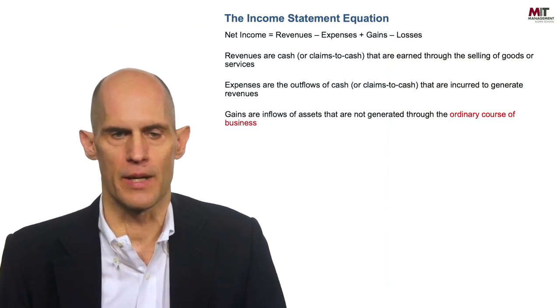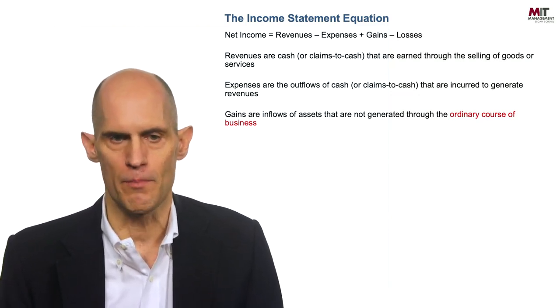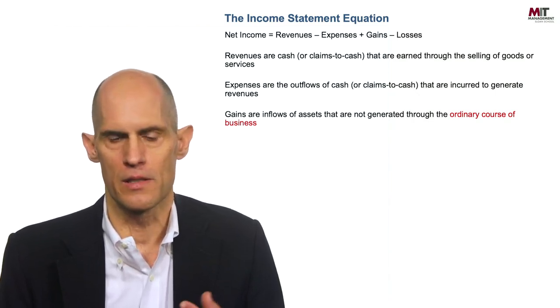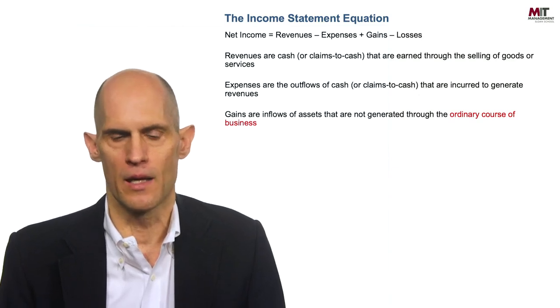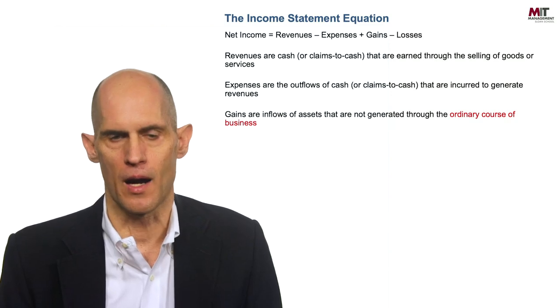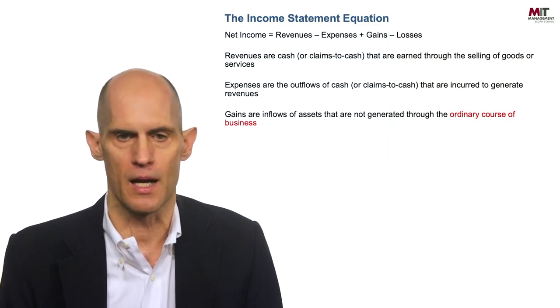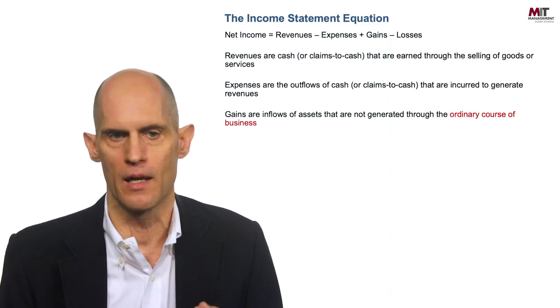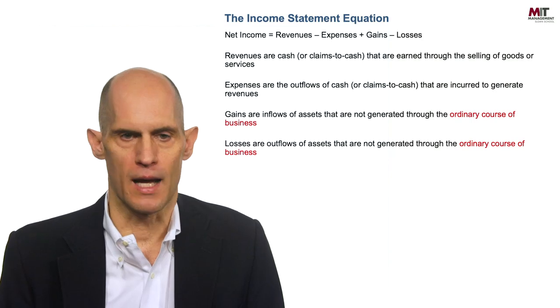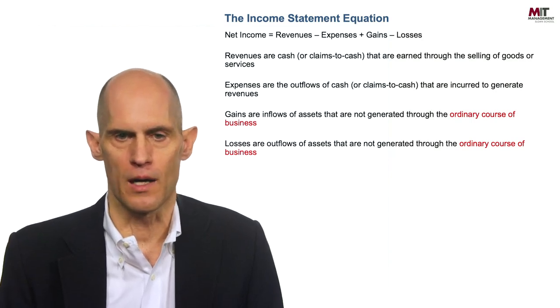And then this is a little bit ahead of ourselves, but gains are inflows of assets that are not generated through the ordinary course of business. So an example of this would be if we sell a building and make a gain on it, our ordinary course of business is not selling buildings, but if we have a one-time sale of a building for a gain, that's a gain. Similarly, if we have a one-time sale of a building for a loss, then that's a loss.